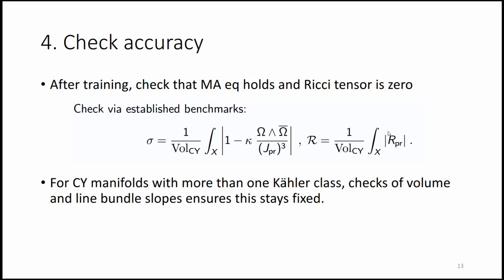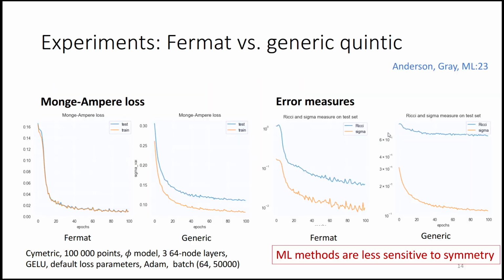And then after training, we should check the accuracy. So we should compute these error measures that tell us how far we are from solving the constraints that we want to solve. And the ones that we're interested in the end is in particular the Monge-Ampère equation. So there's the sigma measure that is measuring that. It's the weighted, it's just an integral over this loss function again. And then we can also check whether we have a Ricci-flat metric in the end. And then there are other things that we need to check if we have more than one Kähler class.